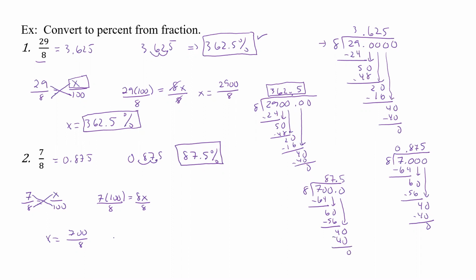And so now that's equal to 87.5, and all we have to do is add our percent sign, because this one was over the 100. That's what x was equal to. And so now after we put it over 100, we have that as a percent. So we get rid of the 100 on the bottom, and we just say 87.5%. Okay, and again, they match no matter which way you do it.